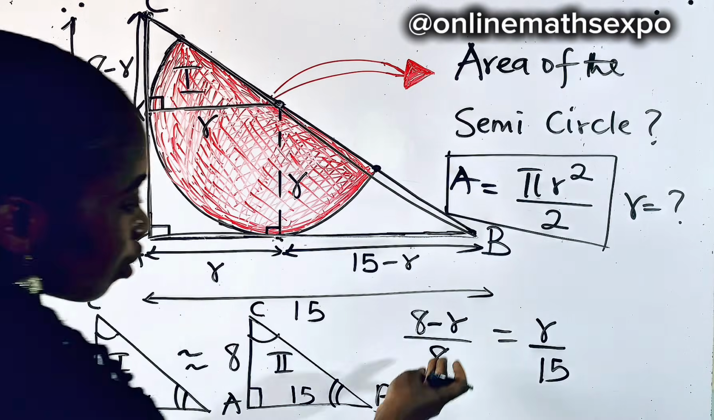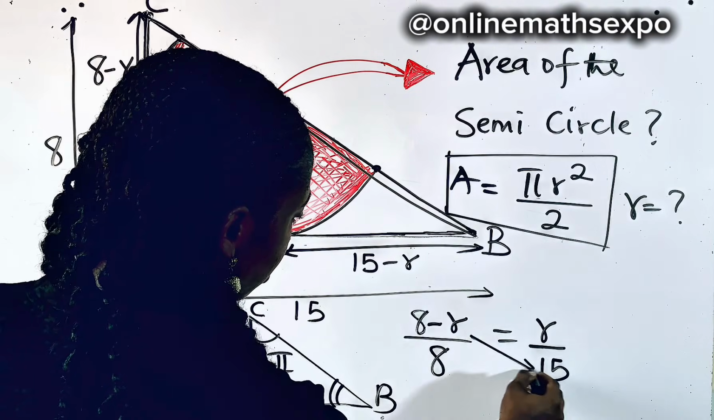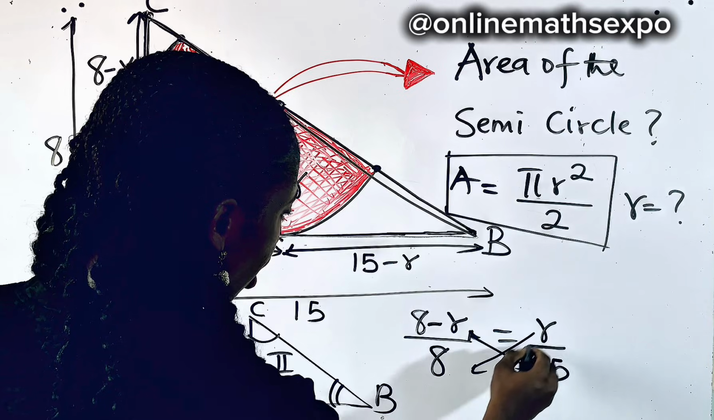So what do you do now? Let's cross multiply these two so that we can find the radius.